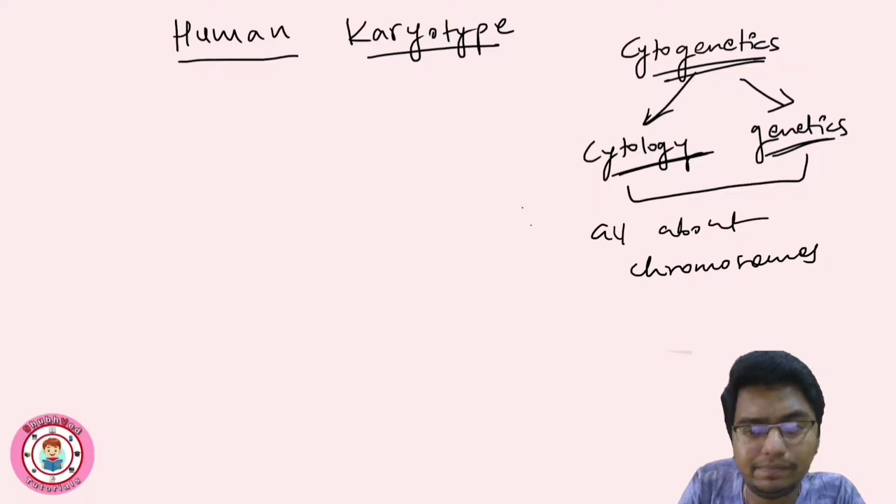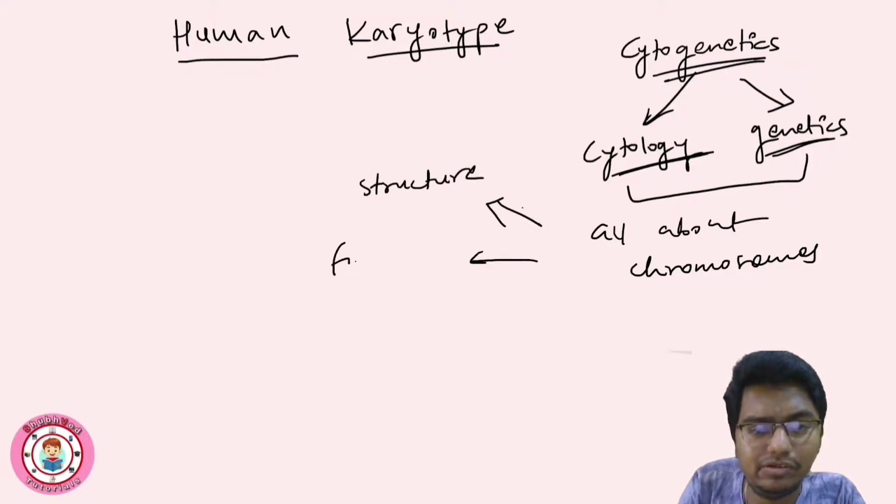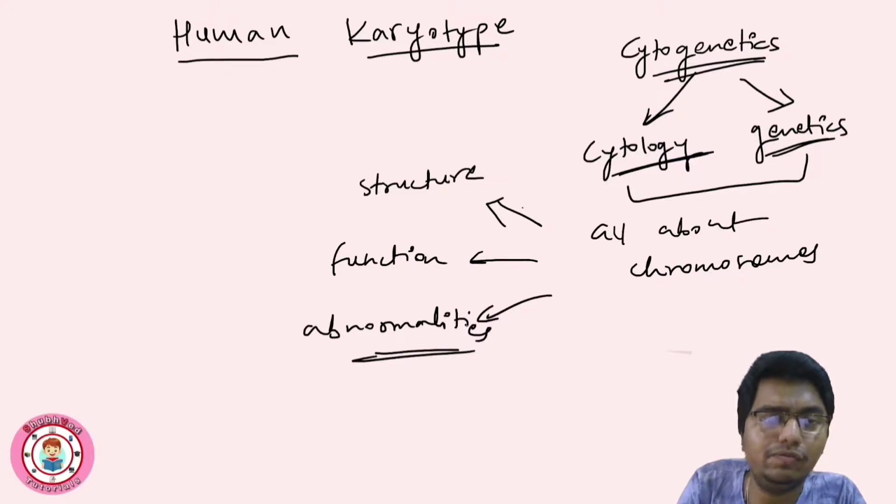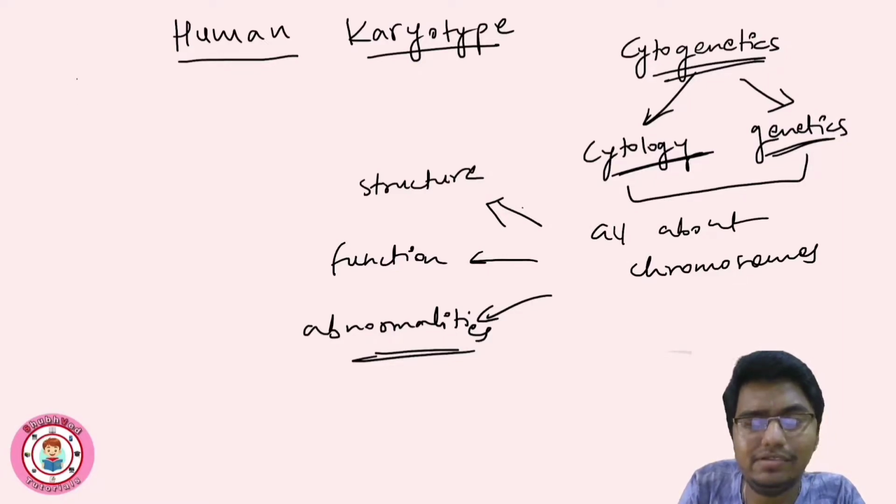It may be the structure of chromosomes, it may be the function of chromosomes, or it may be abnormalities of chromosomes. So we know that chromosome is made up of DNA and proteins. So we study structure, function and abnormalities of chromosomes in cytogenetics, and human karyotype is one of the methods. Now, what is human karyotype?